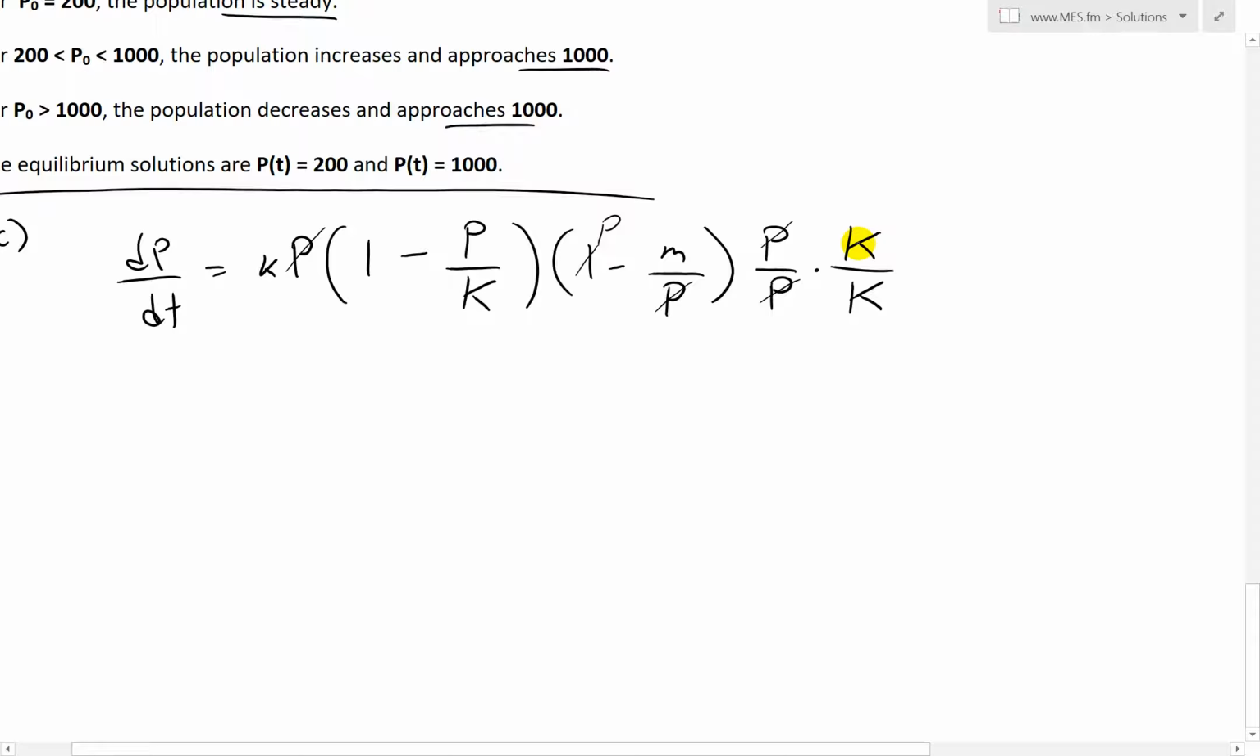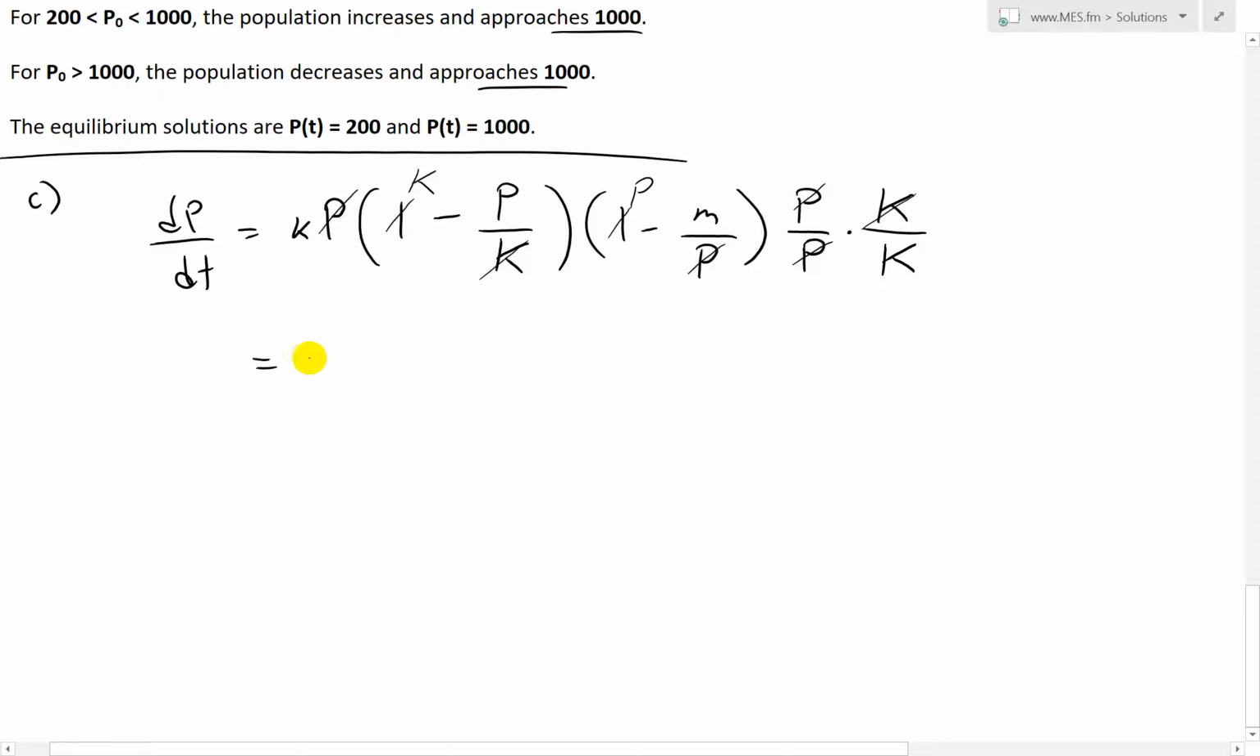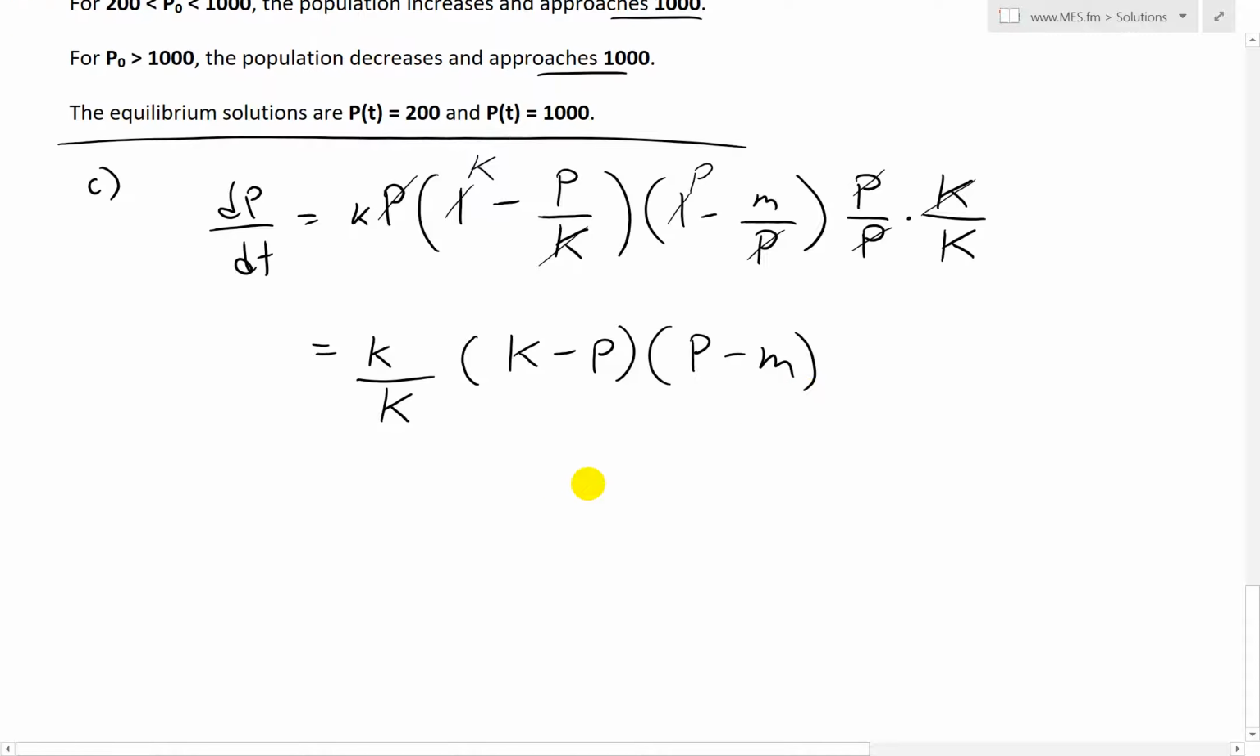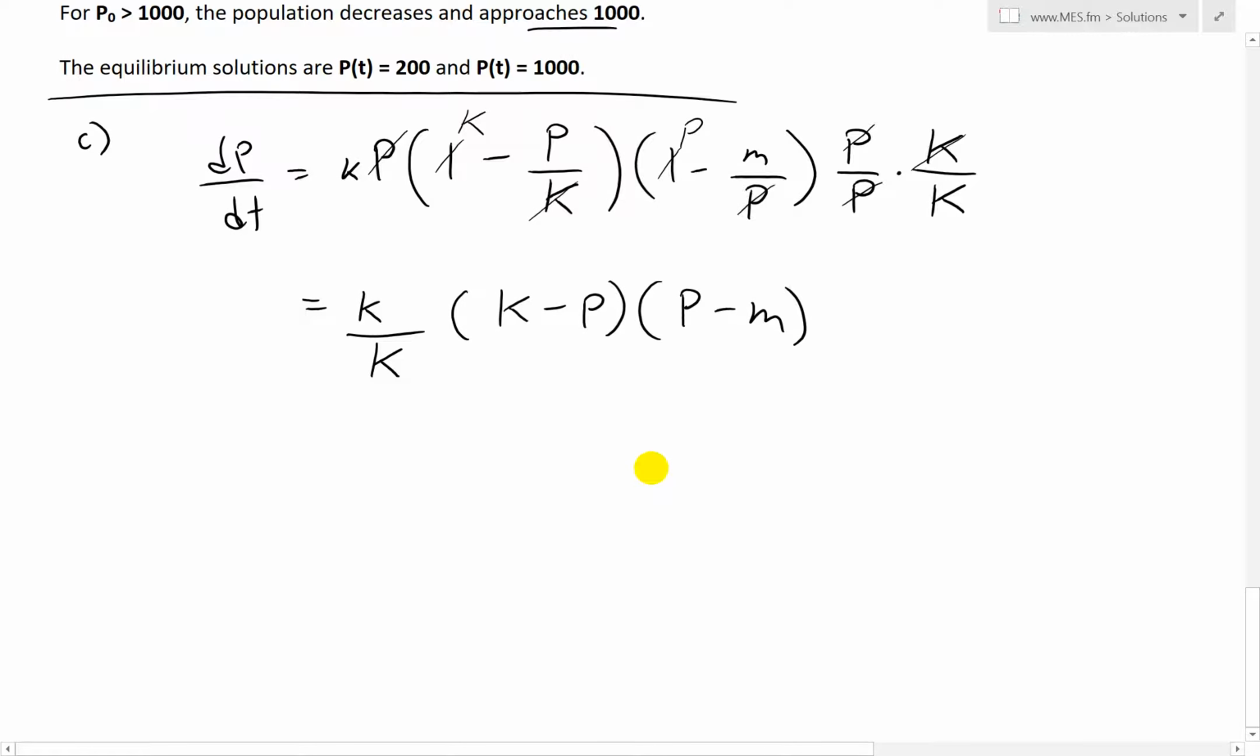Now this K multiplies inside, so we can cancel this. When you multiply this inside with this, this becomes a K, and then we're left with this K value. So this equals lowercase k over capital K, and now we're left with capital K minus P times P minus m. It's a bit neater and clearer writing it like this.